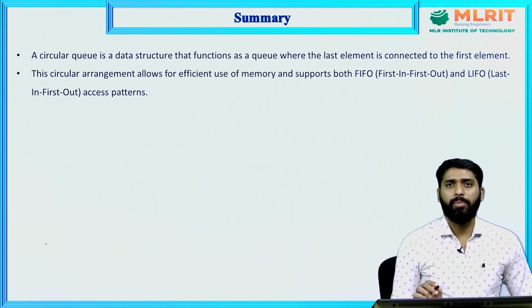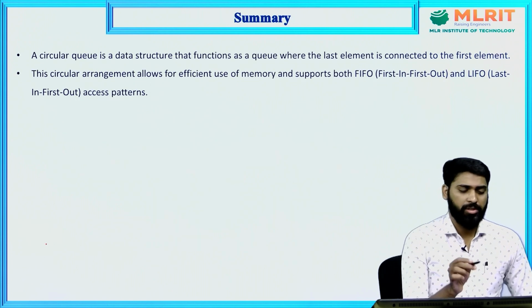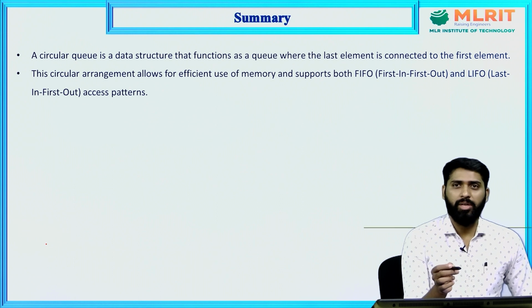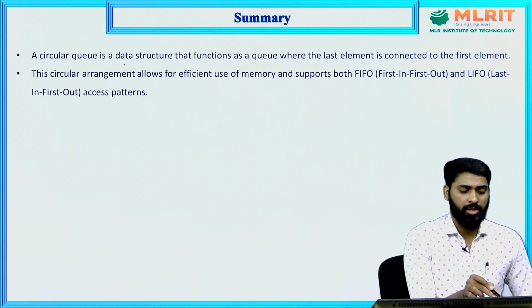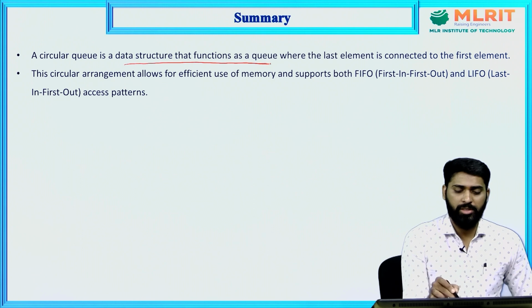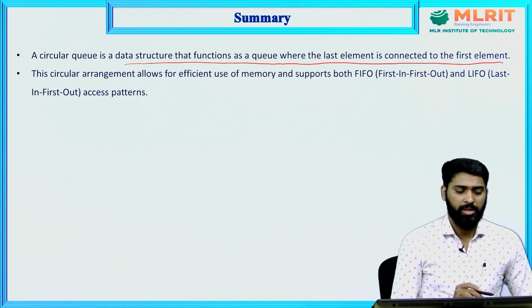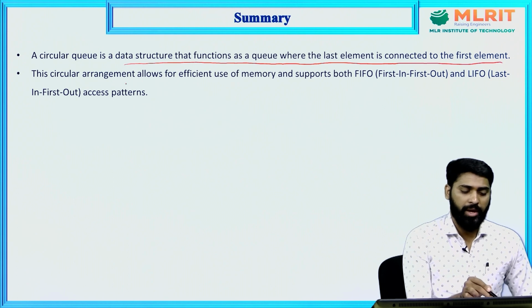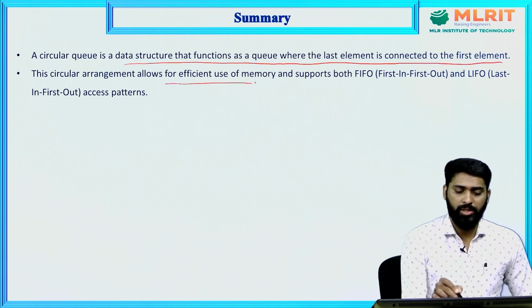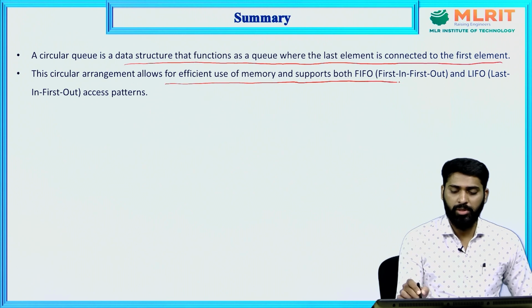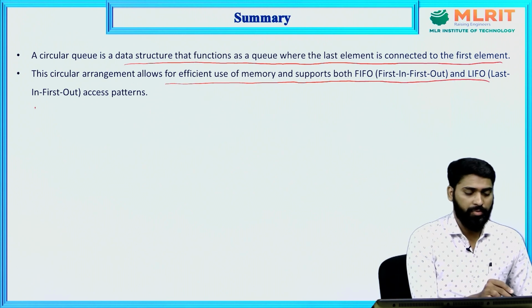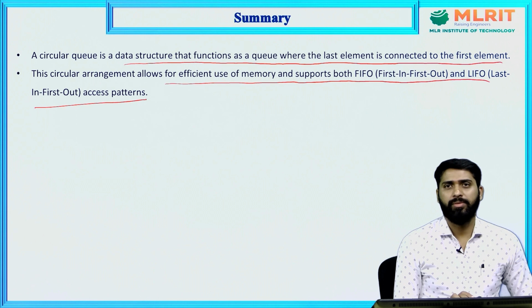So, coming to the summary of today's lecture. First, we learned about the definition of the queue. A circular queue is a data structure that functions as a queue where the last element is connected to the first element, and this circular arrangement allows for efficient use of memory and supports both FIFO and LIFO access patterns. Okay. So, next class we are going to learn how to implement a circular queue in C programming.